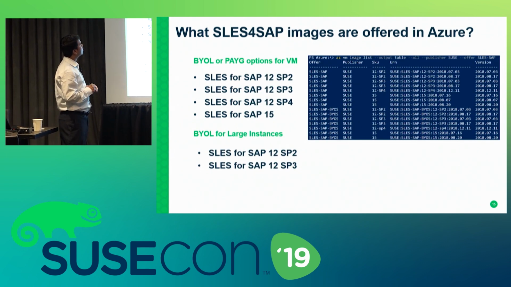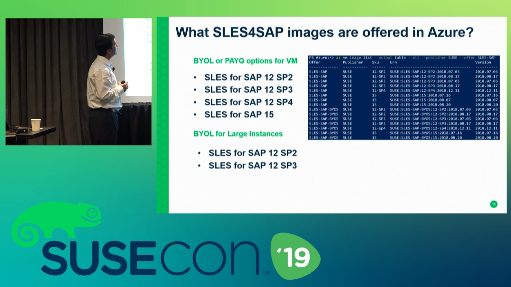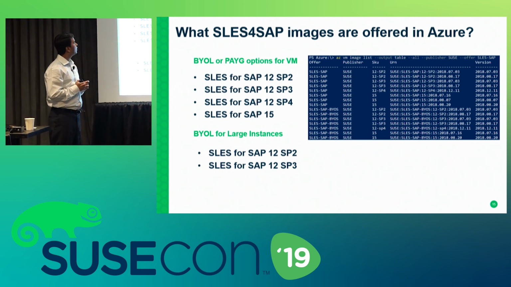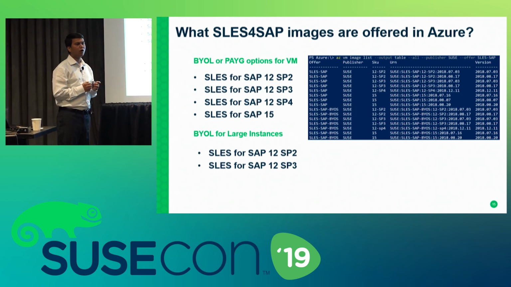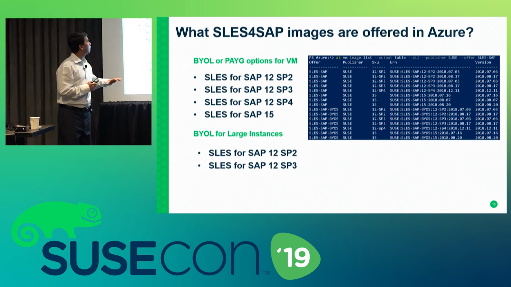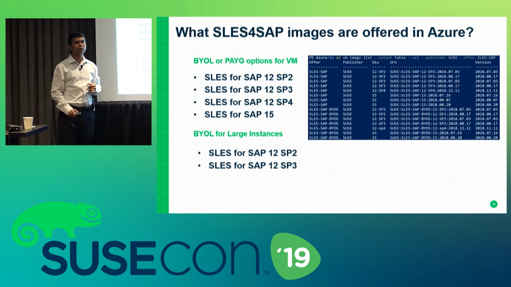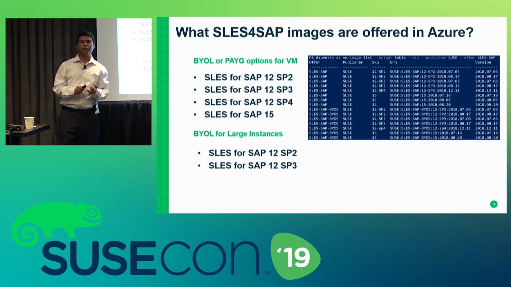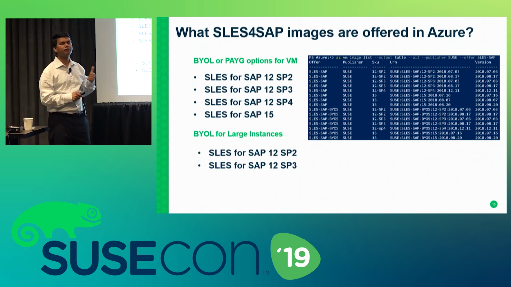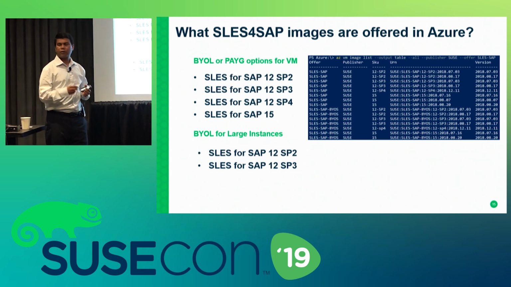The third consideration is, okay, now I understand the image, but which images are offered in Azure? You can't just bring in your own image and run it. So from the VM, on-demand infrastructure perspective, you have SUSE 12 SP2, 3 and 4, and then SUSE 15 available. You get two models.